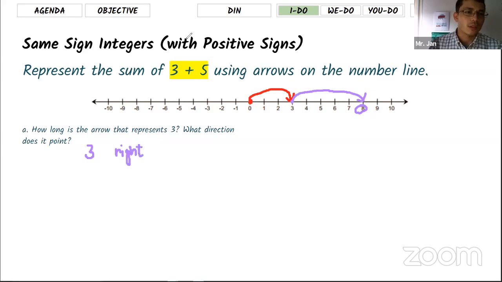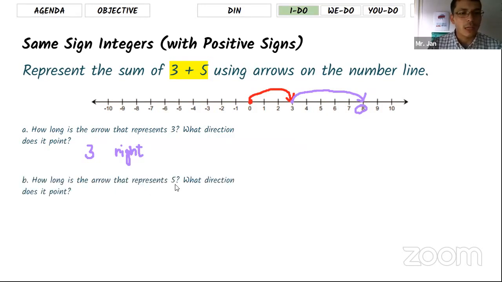And the second question is, how long is the arrow that represents 5? If you look at the second arrow, the purple arrow, starting at 3 and ending at 8, when we talk about the absolute value of 5, we need to pay attention to the length of the arrow, which is 5 blocks or 5 units. So it's going to be 5 units, the length of the purple arrow, and it's going to the right side because 5 is a positive number. Which direction? It's the right direction.